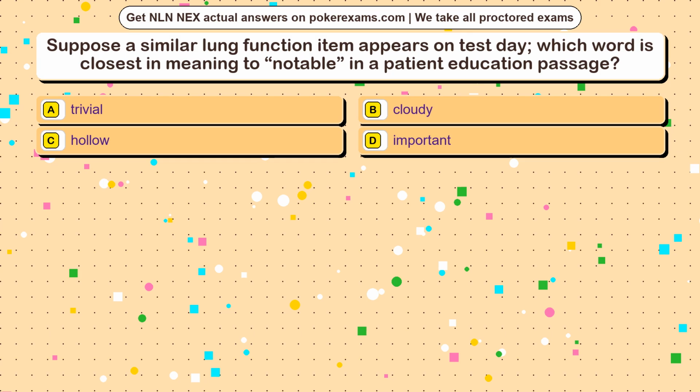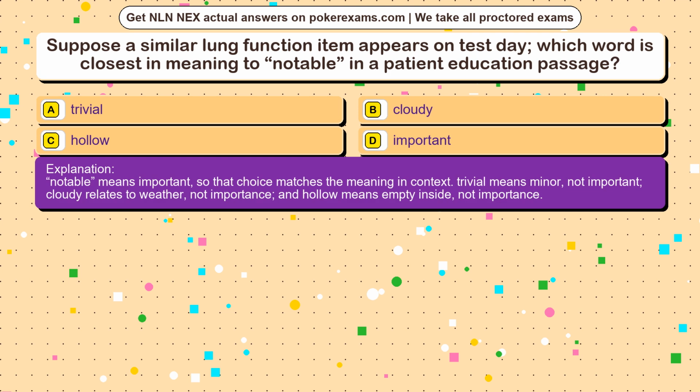The correct answer is option. Notable means important, so that choice matches the meaning in context. Trivial means minor, not important. Cloudy relates to weather, not importance. And hollow means empty inside, not importance.